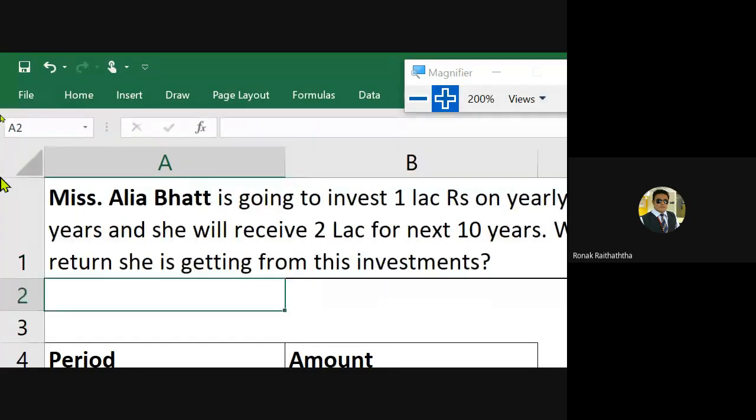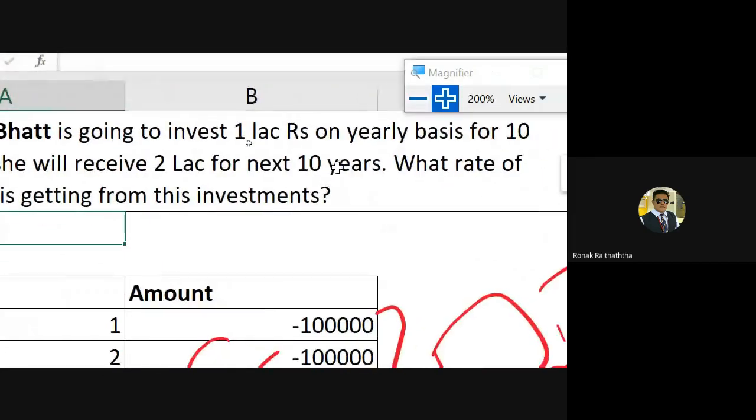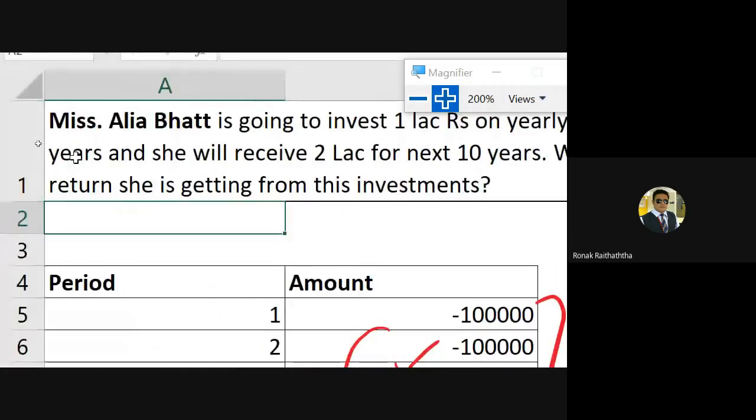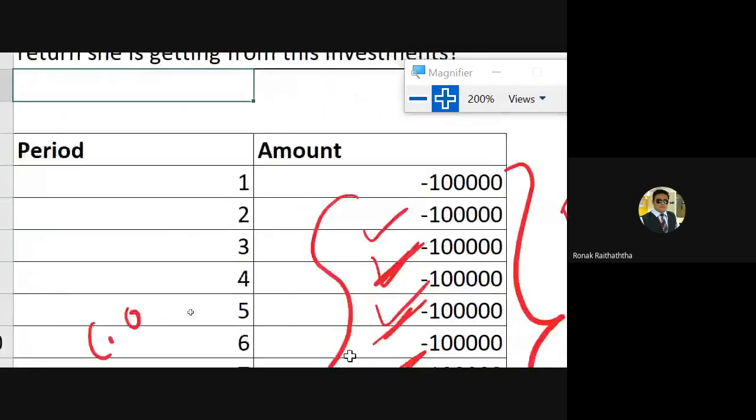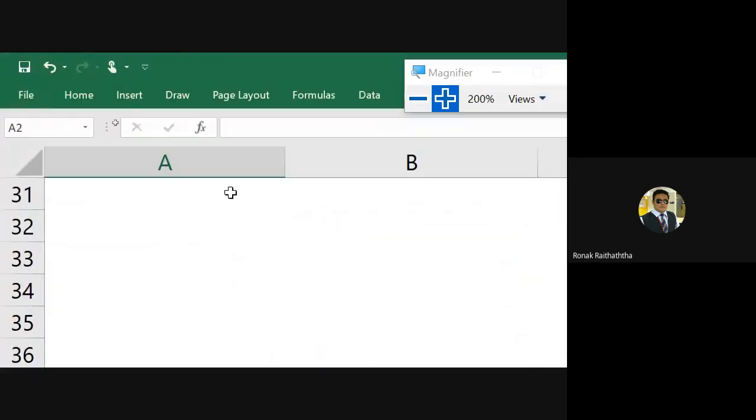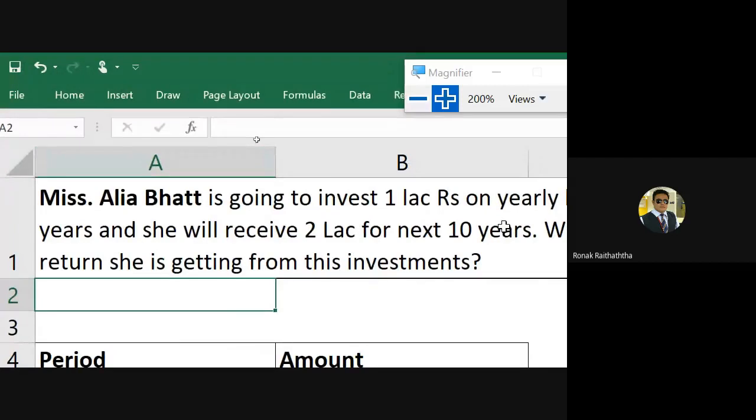Miss Alia Bhatt is going to invest 1 lakh rupees on yearly basis for 10 years. This was the plan I was discussing with you last time around, if you can recall it a bit. I was telling you, what is the exact rate of return you have got from this plan? If someone comes to you and says that I'll give you 2 lakh rupees in the next 10 years, and for the initial 10 years you are going to invest 1 lakh rupees, then what is the exact rate of return you have got from that particular plan? And that's very easy to calculate in Excel.